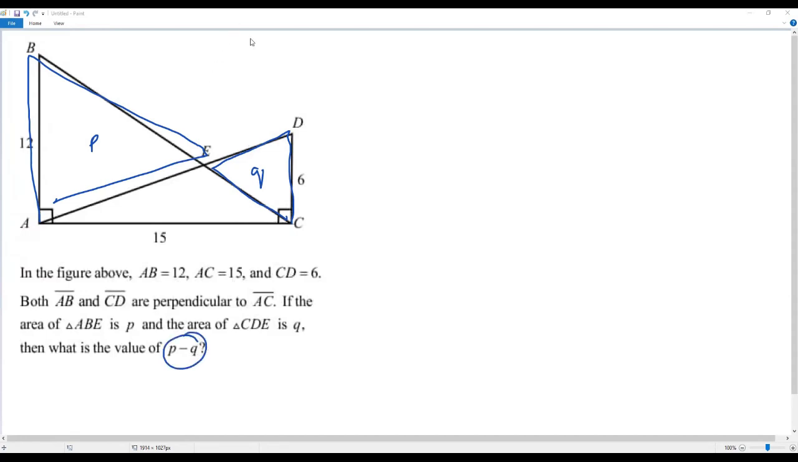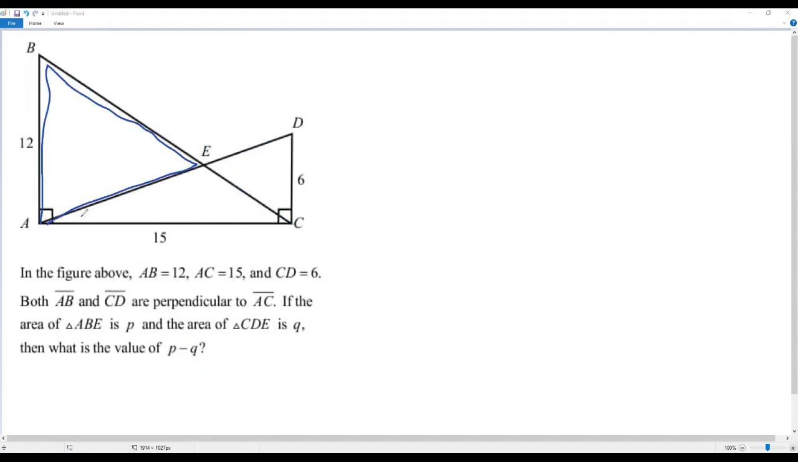Okay, if I want to get the area of this triangle ABE, I need the base and height of the triangle, because we know the formula for the area of a triangle is 1/2 times base times height. For this triangle ABE, we can consider this side AB as the base, because we know the length of AB. The base of the triangle is 12. So how do we get the height of the triangle?